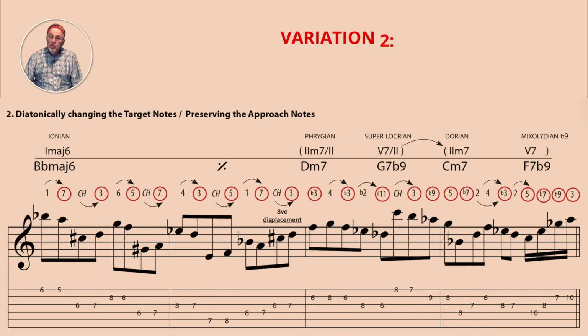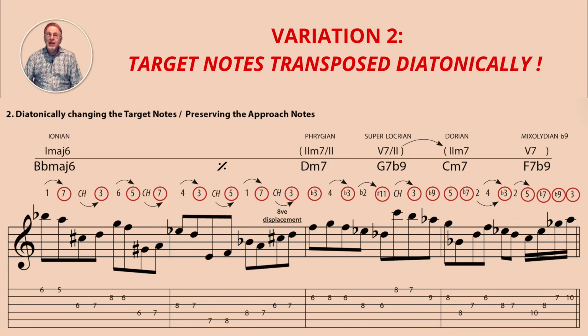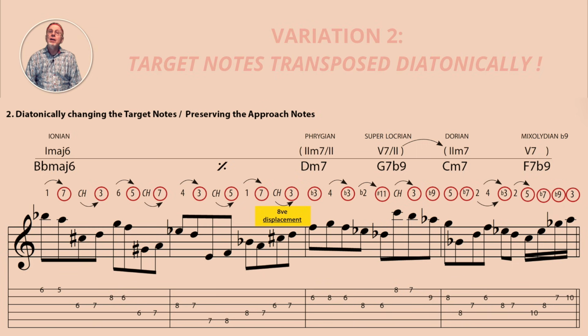Next, we flip it. We keep the approach behavior as in the original, but we change the targets diatonically so the framework shifts. And here I must mention that when doing this, we might run into some problems in terms of the range. The solution is to use octave displacement like I did here, starting with the C sharp in the 3rd measure. If I would have transposed it down as in the original's contour, it would be in a range much too low to play. Listen to how natural it sounds with the octave displacement.